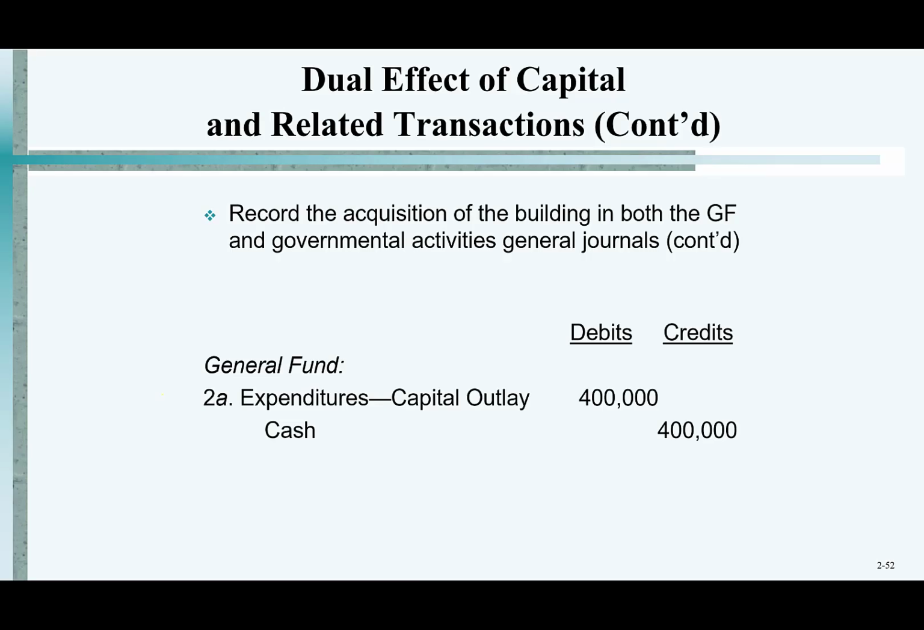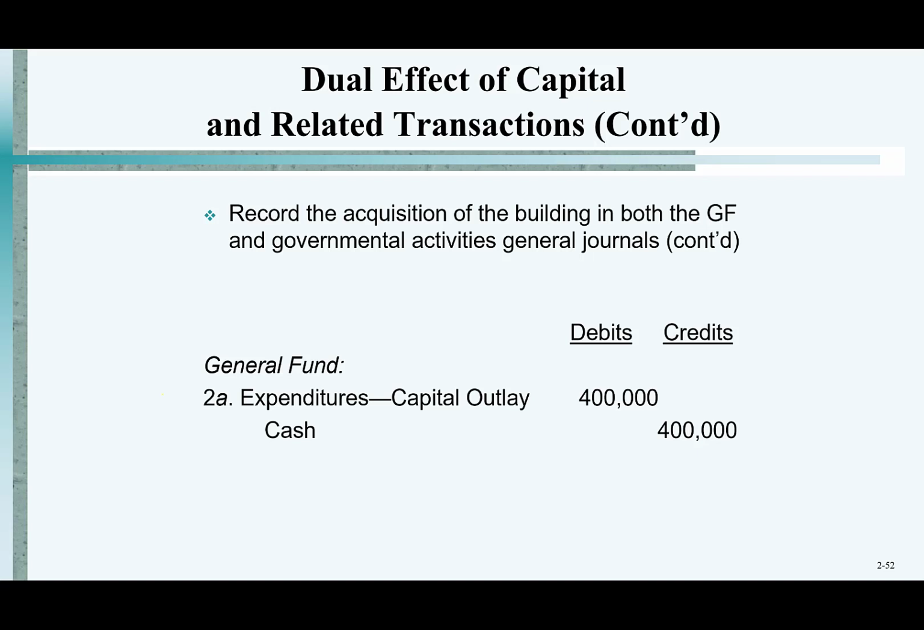This is just one of many entries that they would perform to convert fund financial statements to a set of government-wide statements, and there would be a full-blown worksheet that would allow them to do that. Now, the most important thing for our purposes here is that we understand how to record transactions if they were going to be reported at the government-wide level versus the fund level.